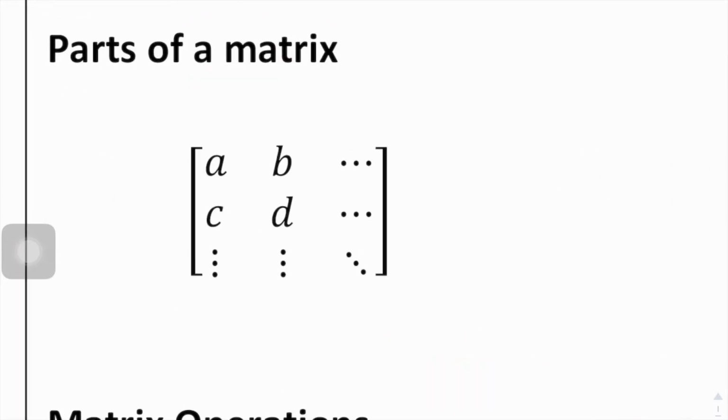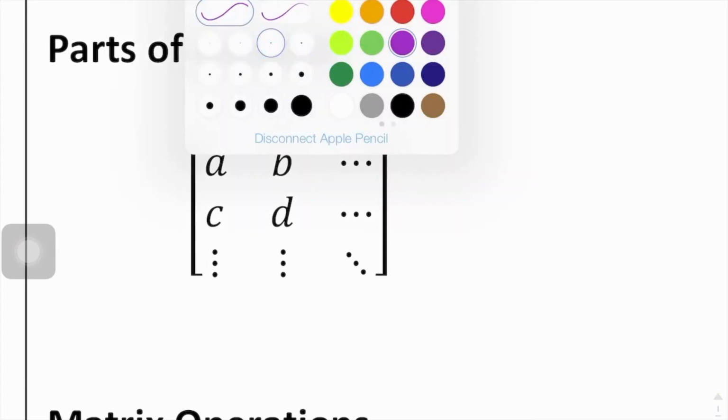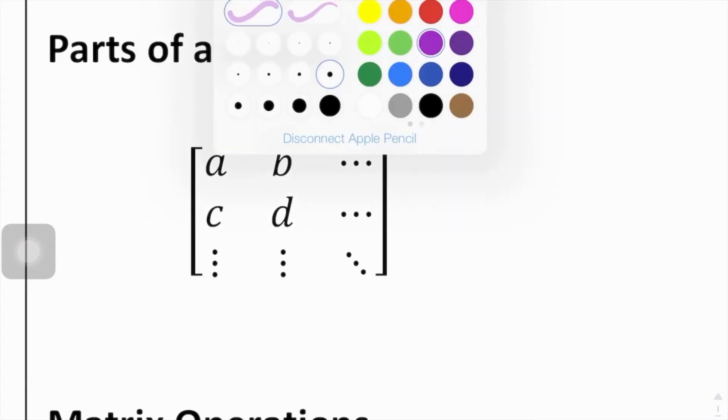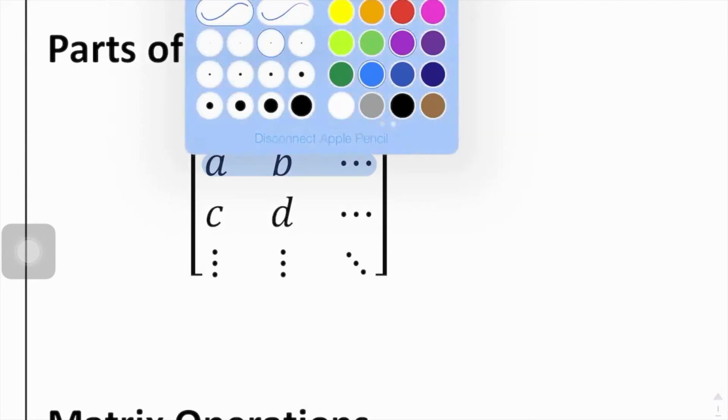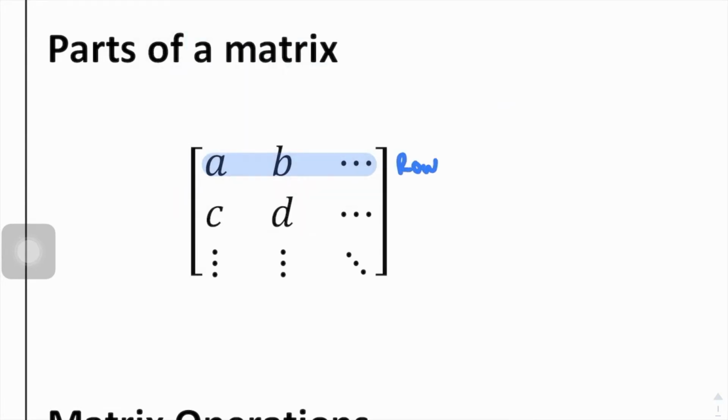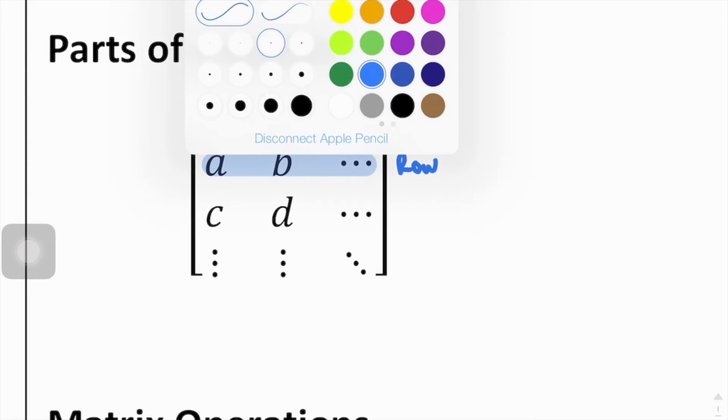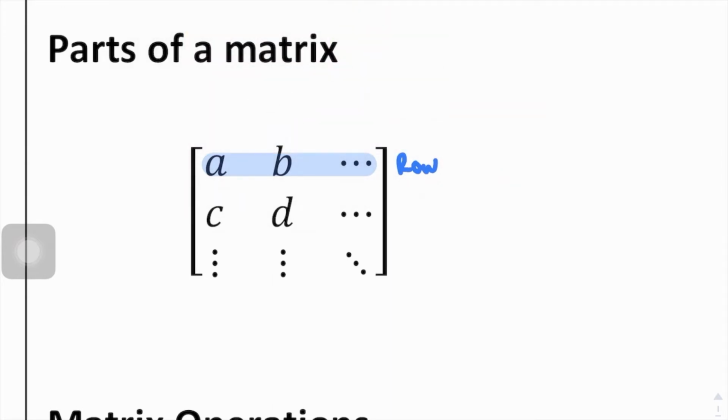When we talk about the parts of a matrix, a matrix is some sort of rectangle, and therefore it has some dimensions. The dimensions are the rows and the columns. So this is a row, and then we have a column. Here's a column.